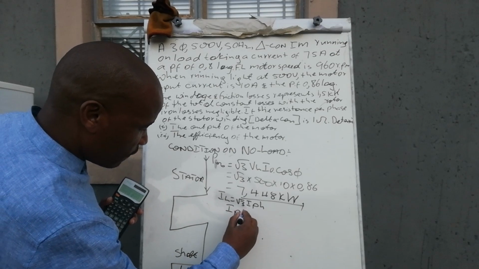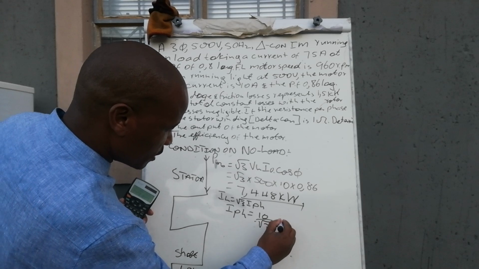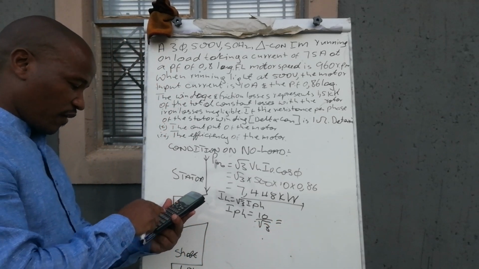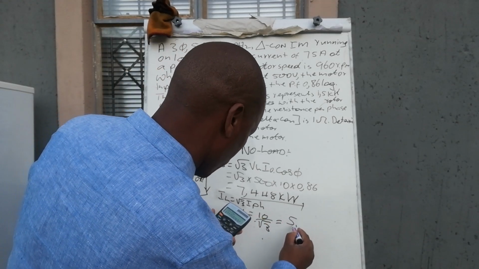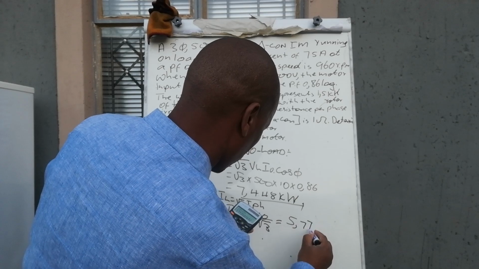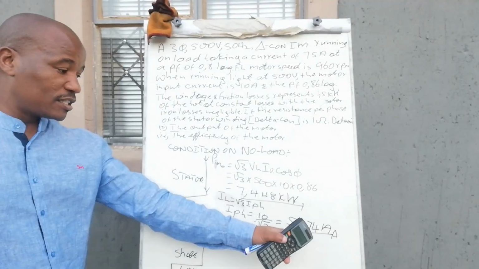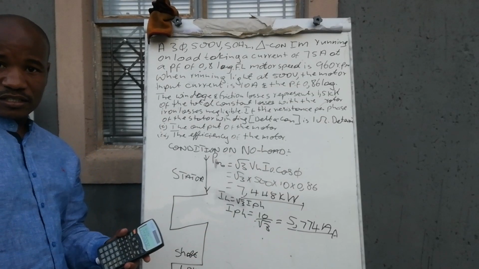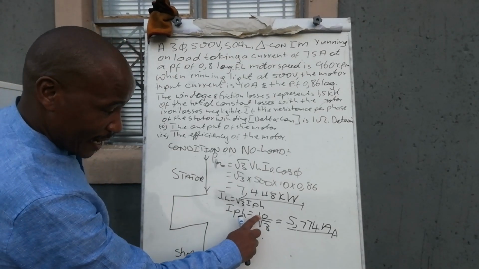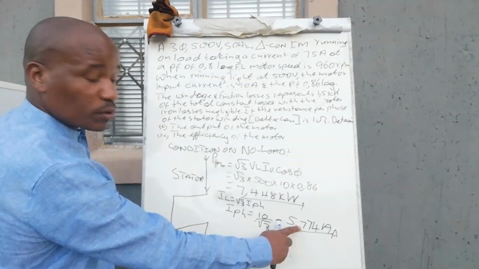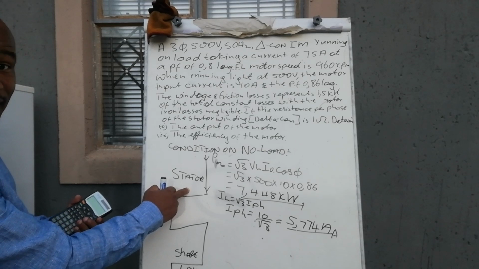Therefore, I phase is equal to I line, which is 10, divided by square root 3. And it's equal to 5.774 amps to 3 decimal places. This is the phase current. The line current has been divided by the square root 3 to get the phase current. So this is the phase current entering the stator.